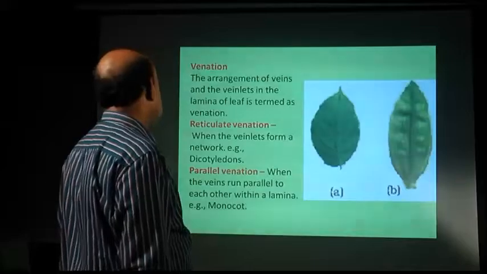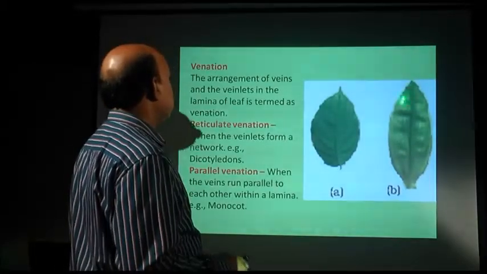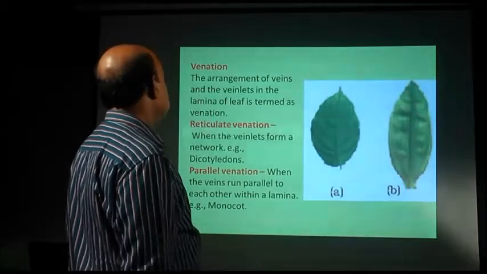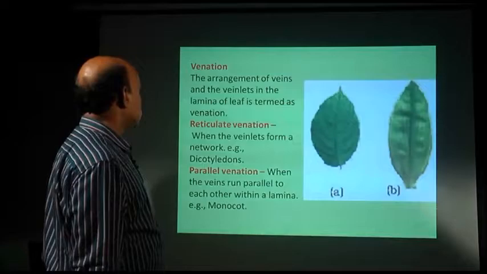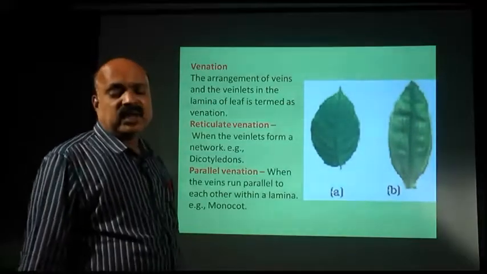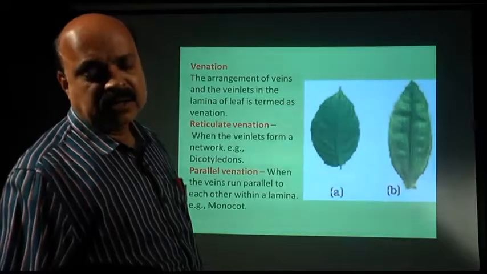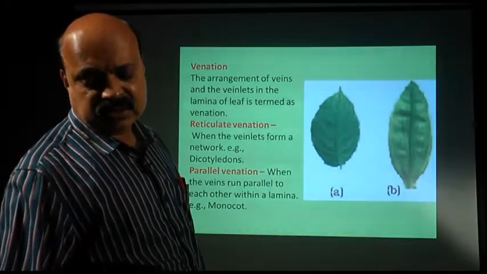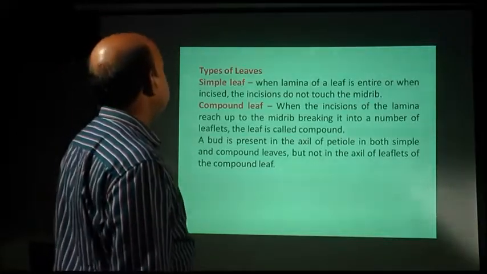Example is dicot, or leaves of dicot plant. And parallelly, straight and long, like the banana leaf, that is called as parallel venation. So when the veins run parallel to each other within a lamina, that is called as parallel venation and commonly found in monocot. Example is dubgrass or banana.